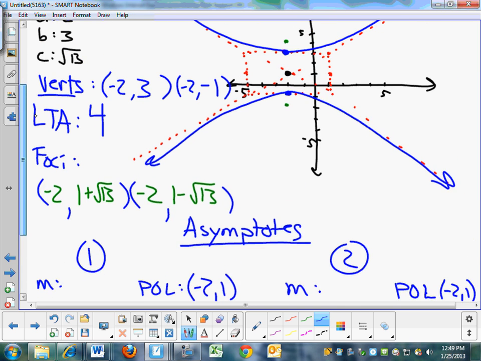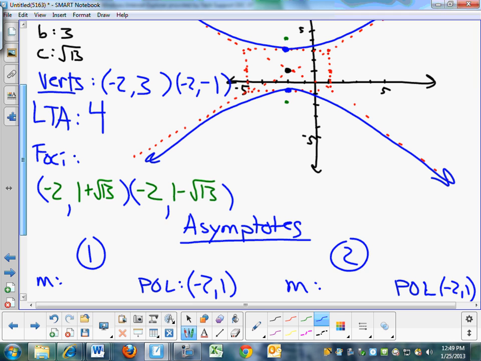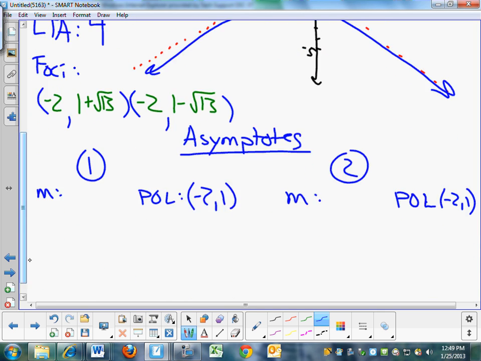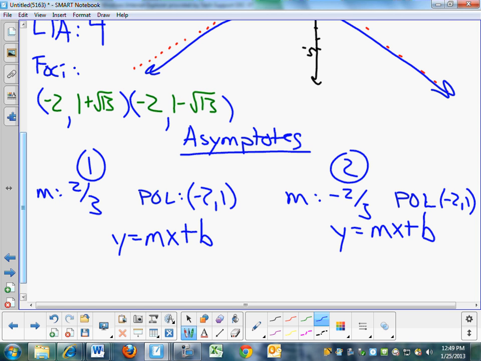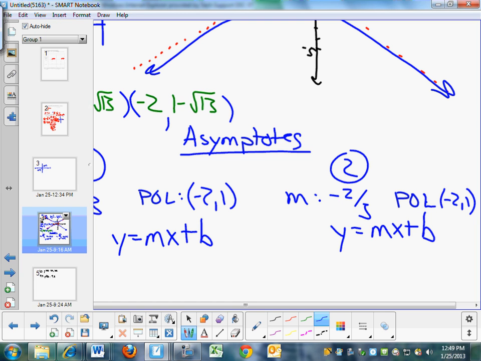Look at the slope. Look at my box. How many units up for the box? 2. How many units over? 3. So the slope will either be +2 over 3 or -2 over 3. Now go ahead, use y equals mx plus b, and write your equation for your line given your slope and given your point on your line. And that's how you do it.